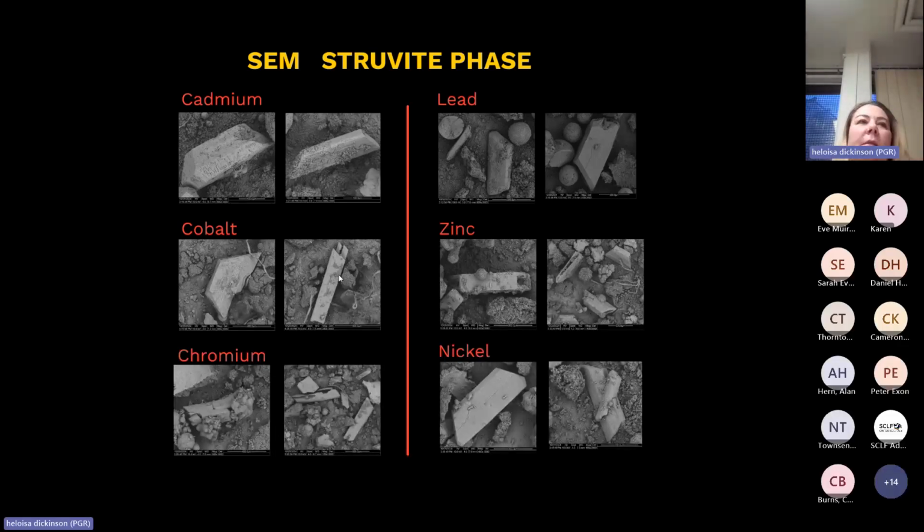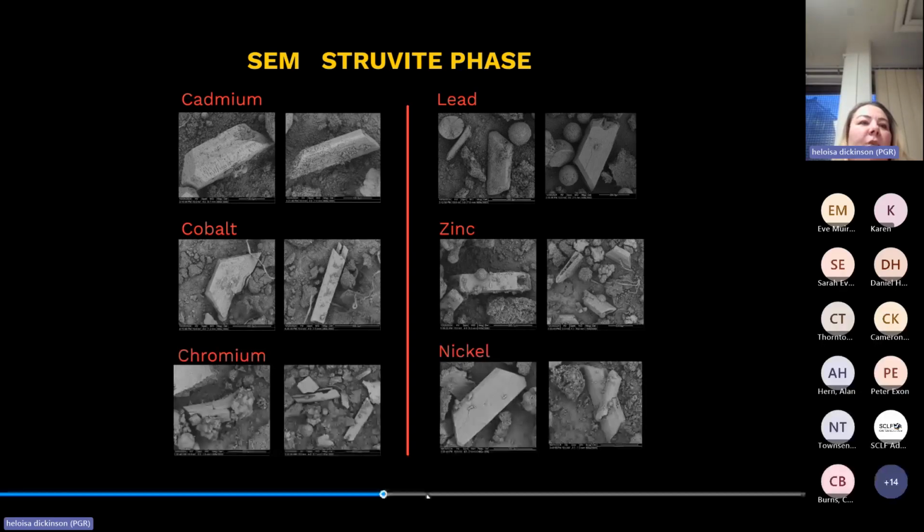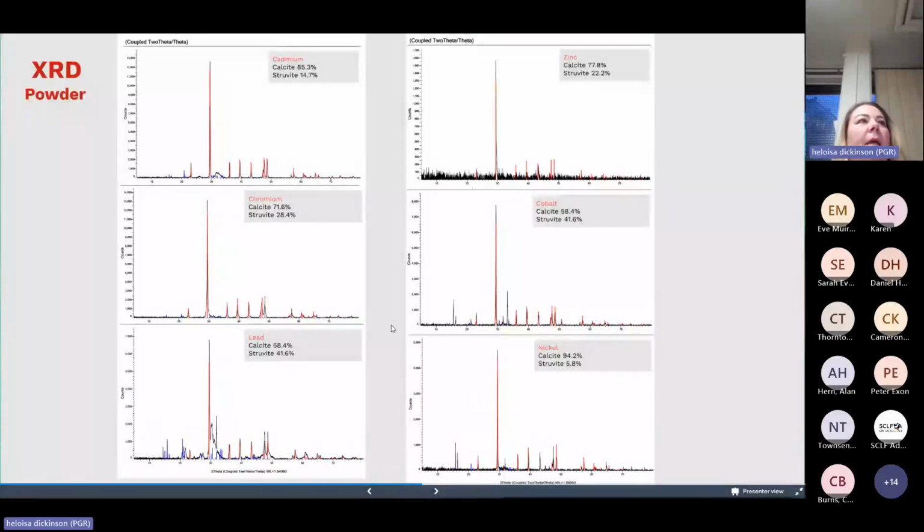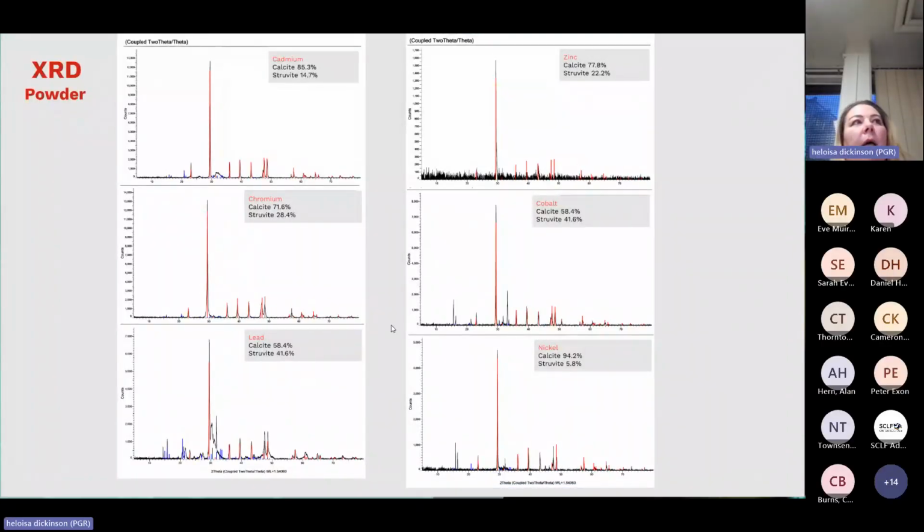One interesting characteristic of the struvite that we are precipitating is that the crystals seem to be hollow. I couldn't find the significance for this characteristic, but I'm researching. Here is XRD powder, showing again that the main phases that we have for all elements in different proportions are calcite and struvite.